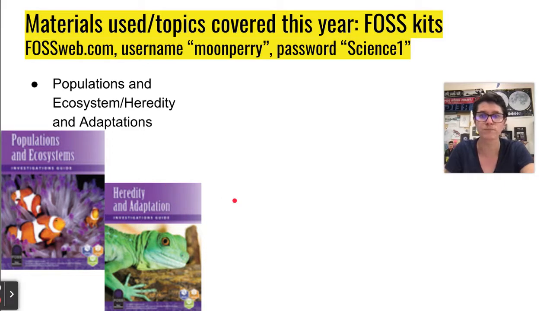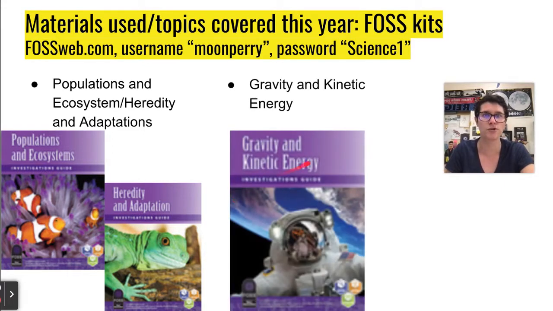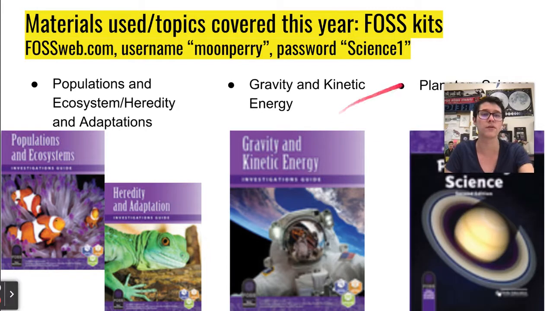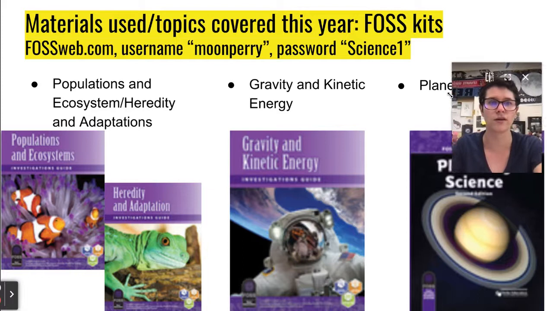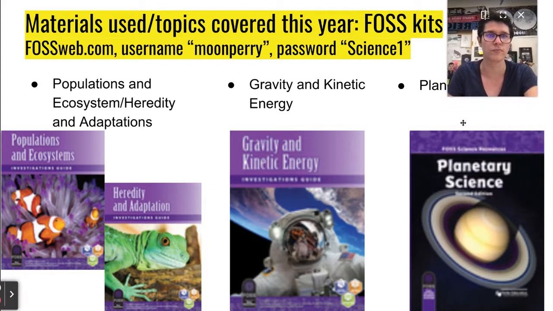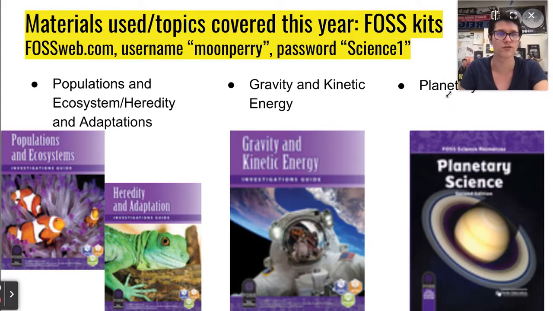Right around February, we switch gears and jump to gravity and kinetic energy, which is a physics kit. That's about 2 months worth of material. We look at forces and motion and the energy wrapped up in those motions. So that's probably the most hands-on part of the school year. We do a lot of observational studies in Pop Eco and in planetary science, which is what we end the year with. But most of the hands-on science is going to be during the gravity and kinetic energy part of the year.